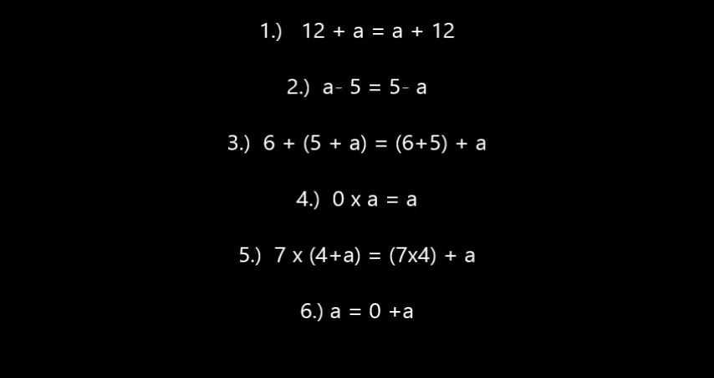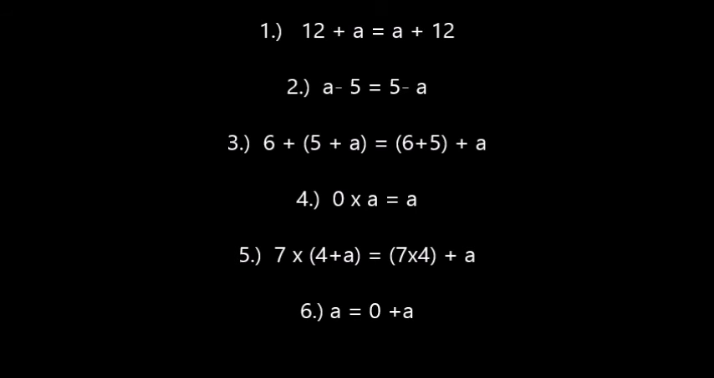Hopefully you got a chance to look at the problems, and I'm going to go through and give you the answers now. Number one is an example of the commutative property of addition, so that one is always true. Number two is not an example of any of the properties we've talked about, so that one is not always true. Number three is an example of the associative property of addition, so this one is always true.